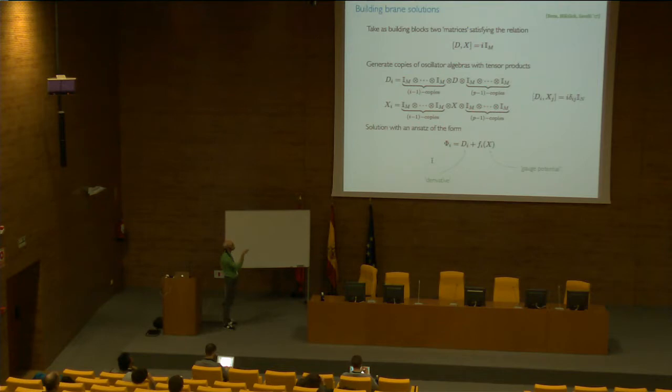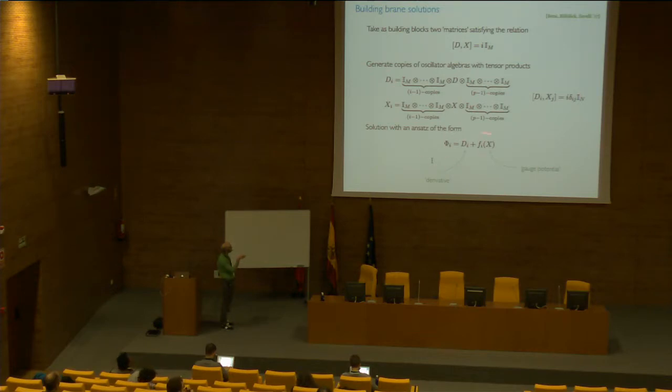But this M, which is the size of the matrices, we will actually take to infinity eventually. And we can generate copies of the algebra. It's relatively simple, just taking tensor products, and this satisfies the algebra. N in this case is M to the number of copies, and this will be the number of the zero branes that we are actually putting in the game.